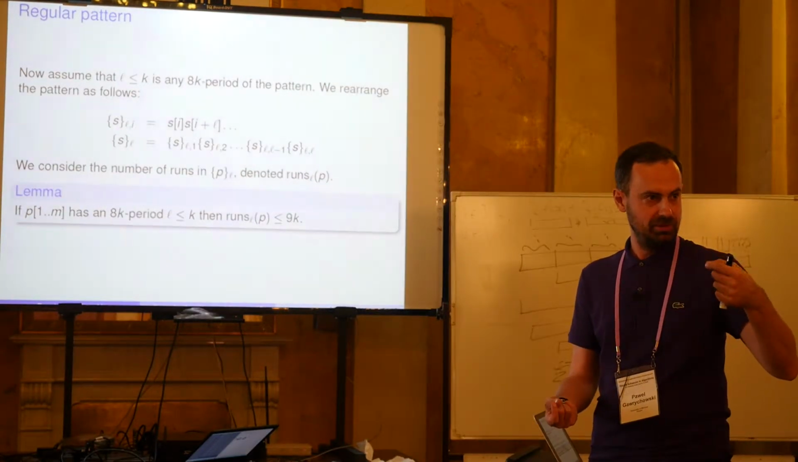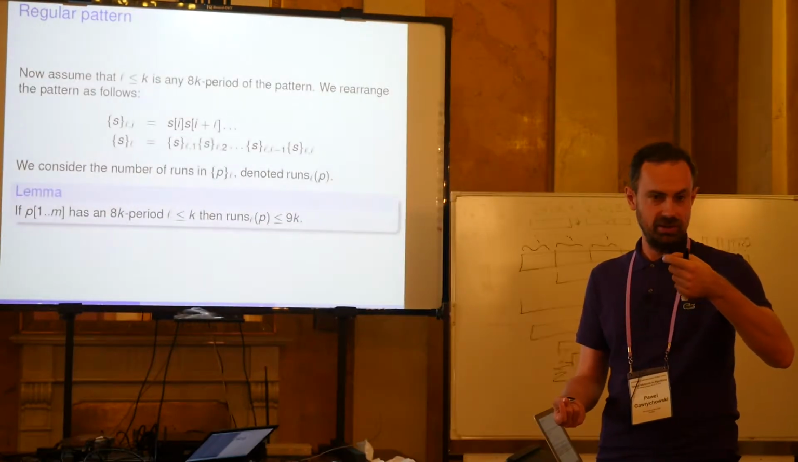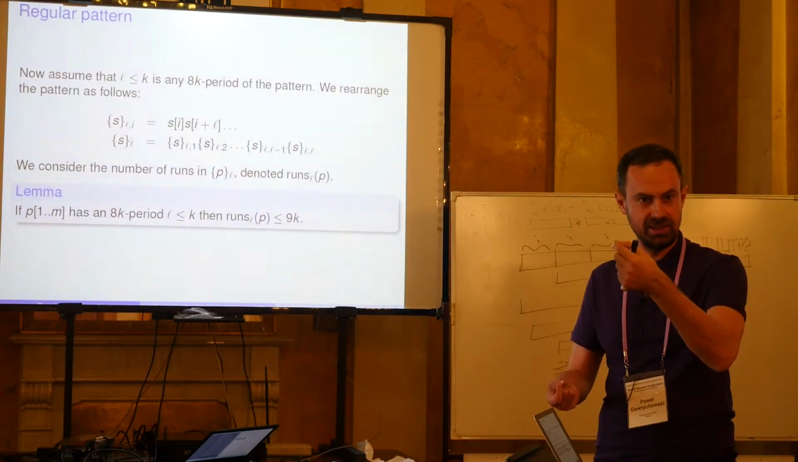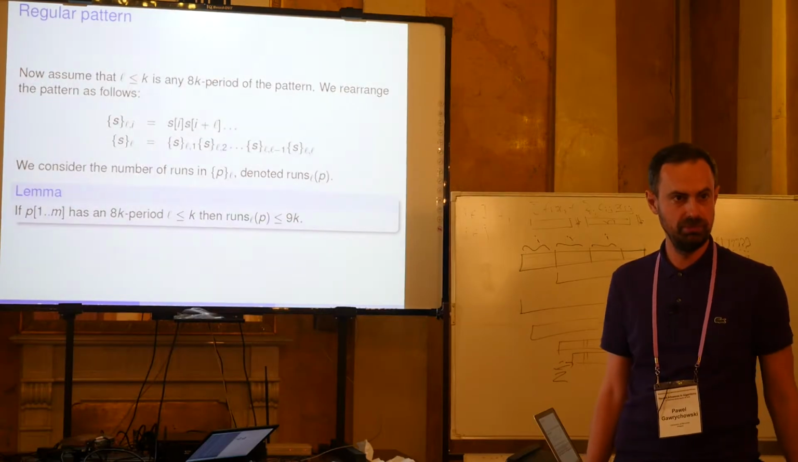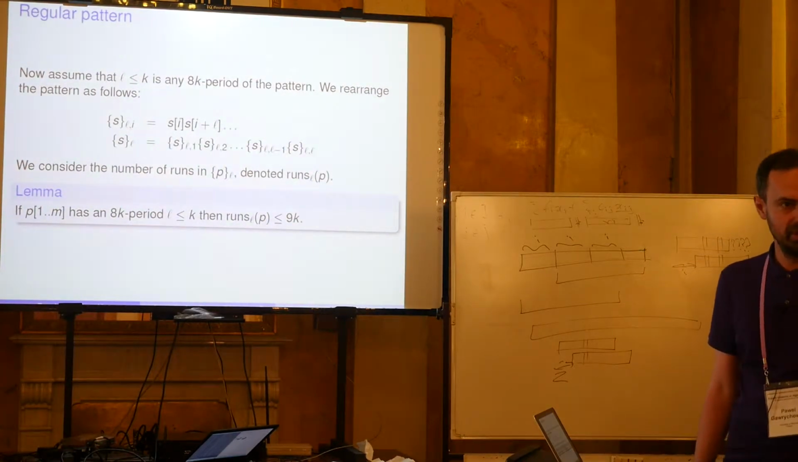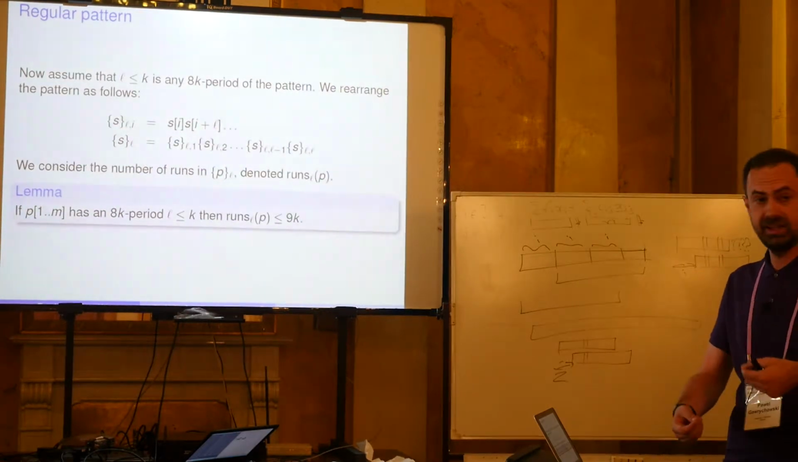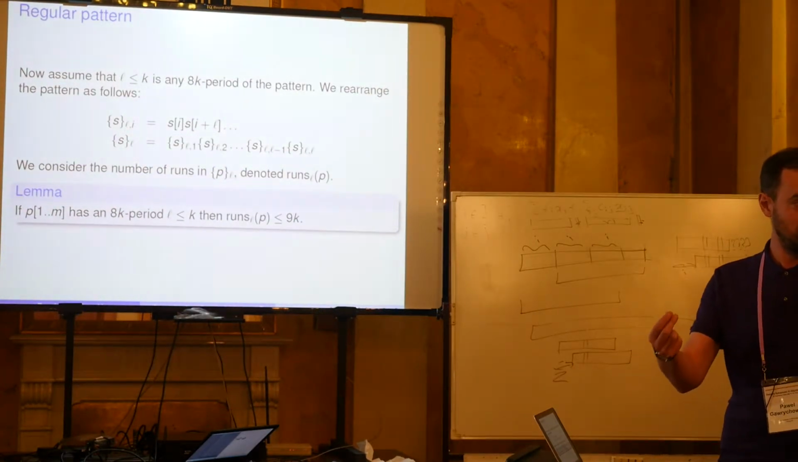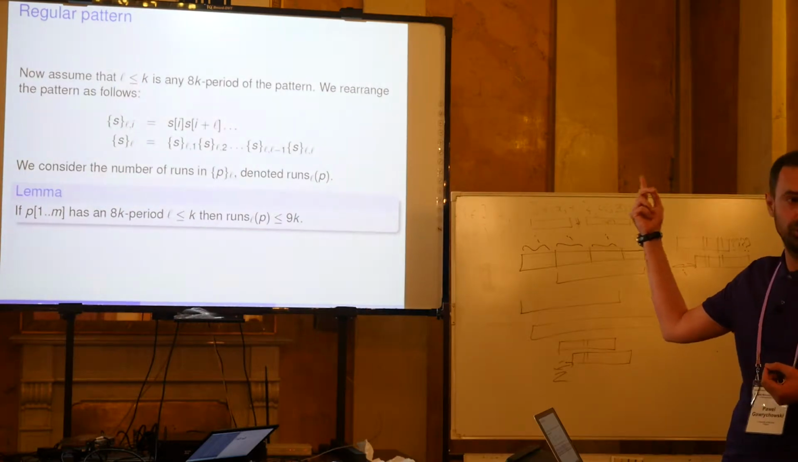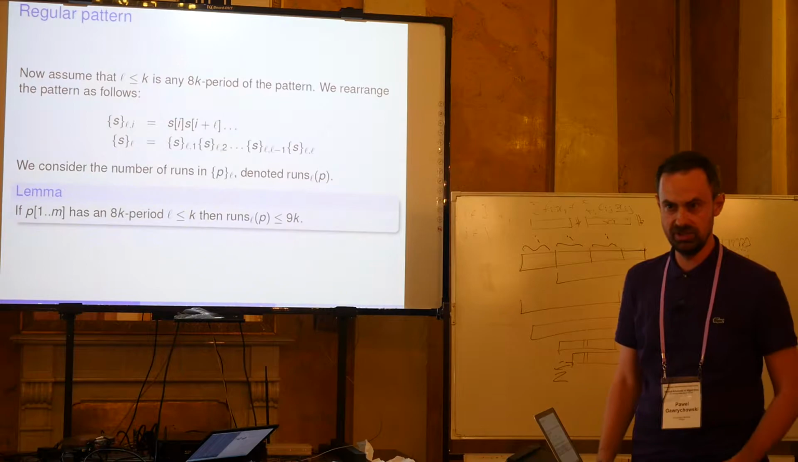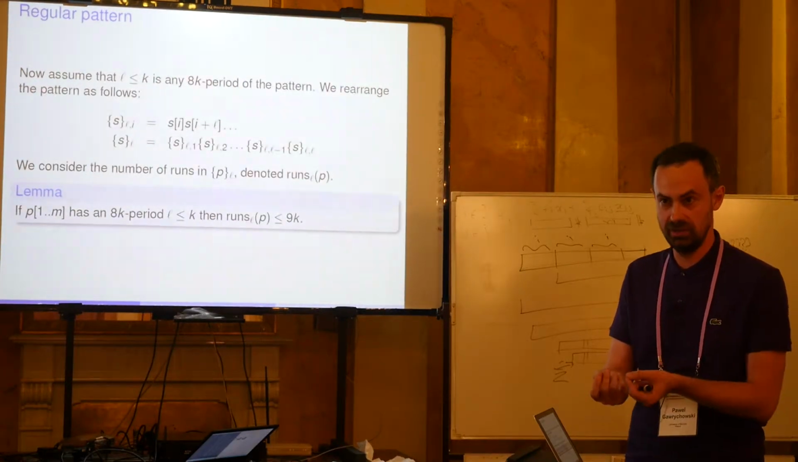whenever you have a mismatch, then the character at position i and i plus 8k will be different. That's a mismatch for this notion of being 8k periodic. But such two characters will belong to one progression in this presentation, so they'll be next to each other. So they will create a new run.